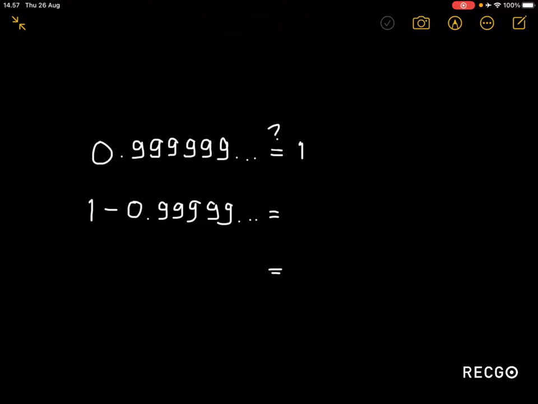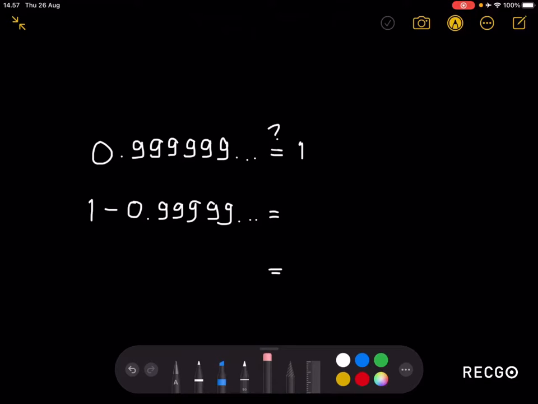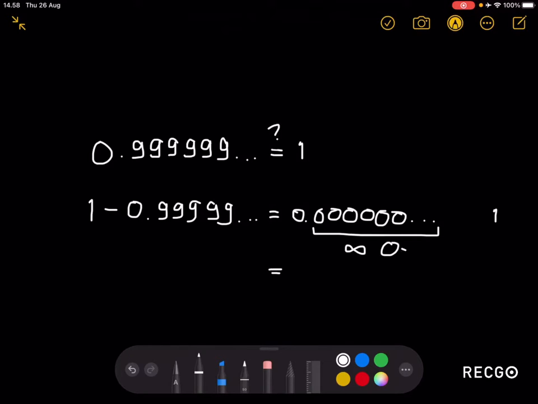So the first proof I'm going to show you is that I'm going to try to calculate the difference between these two expressions. So I'm going to calculate 1 minus 0.99999 and so on. So our difference will be 0.000000 and so on. Well, we're expecting to have a 1 somewhere right here, but the reality is that there are infinitely many zeros. But since there are infinitely many zeros, we can conclude that the difference is indeed equal to 0. And since the difference is equal to 0, then these two expressions are equal.